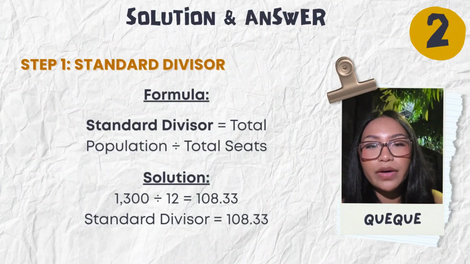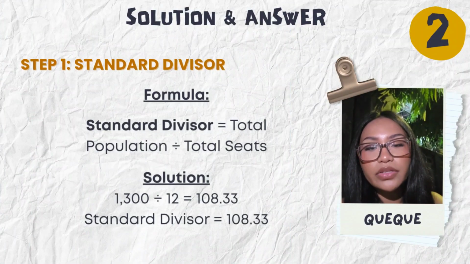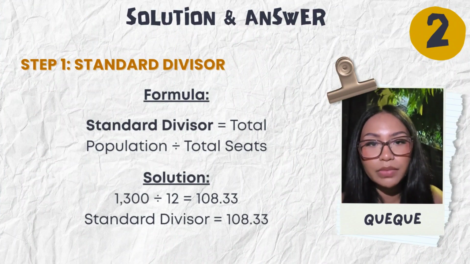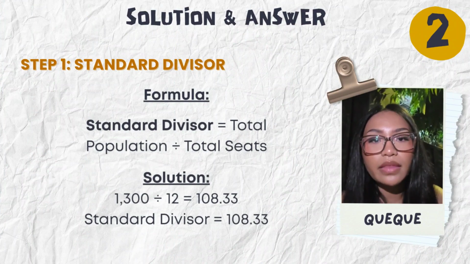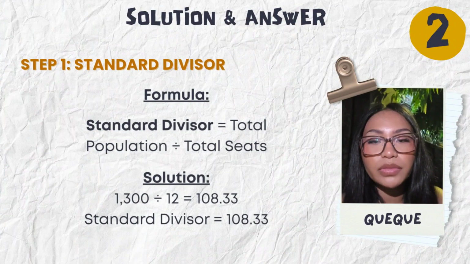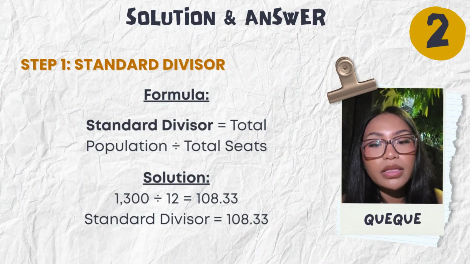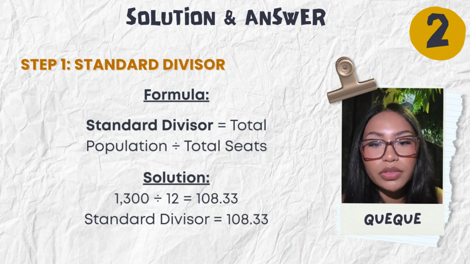The second step is to find the standard divisor. The standard divisor is found by dividing the total population by the total number of seats available. In this case, we divide 1,300 by 12. This gives us approximately 108.33. The number represents how many students correspond to one council seat.